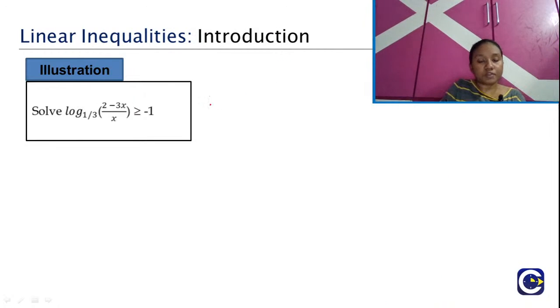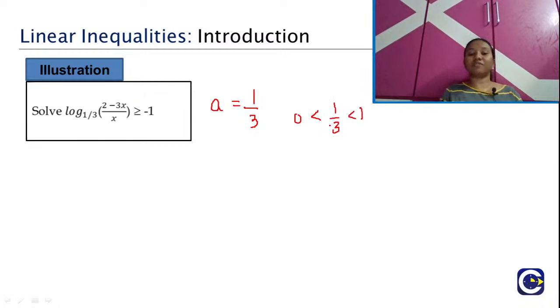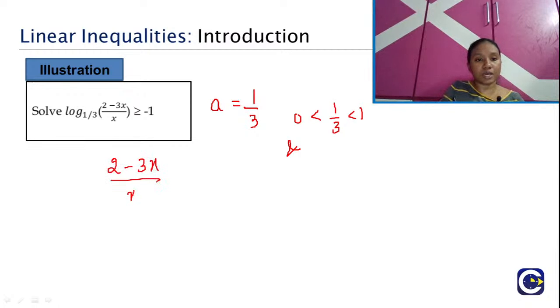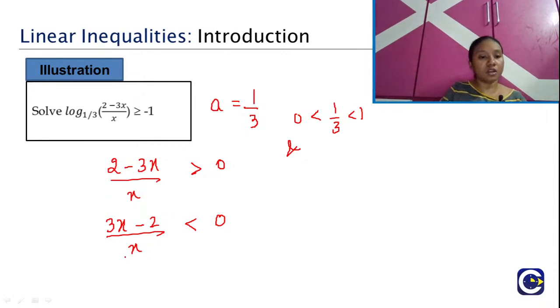What is the given logarithmic function? Here the base is 1 by 3, which means it is lying in between 0 and 1, so the inequality will be changing. Along with that, what is the second case? The b value should be greater than 0, which means (2 minus 3x) by x should be greater than 0. To make this positive, I am multiplying with minus 1, so (3x minus 2) by x, and the inequality changes as I have multiplied with minus 1. Now what are my critical points here? One is 0 and the other is 2 by 3.